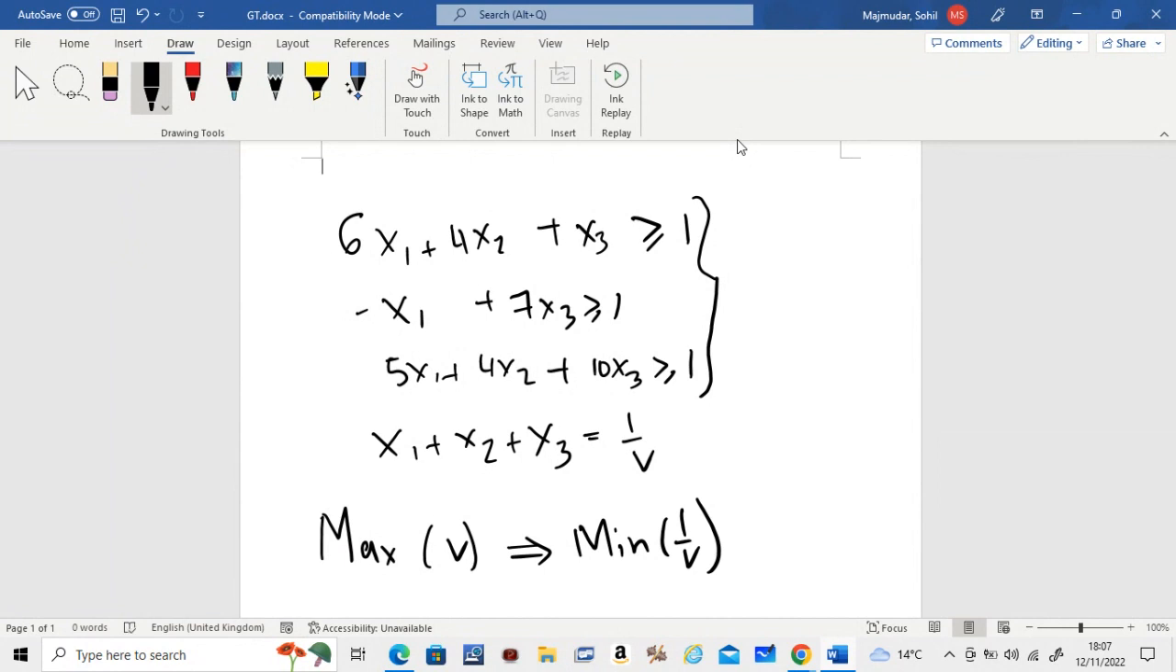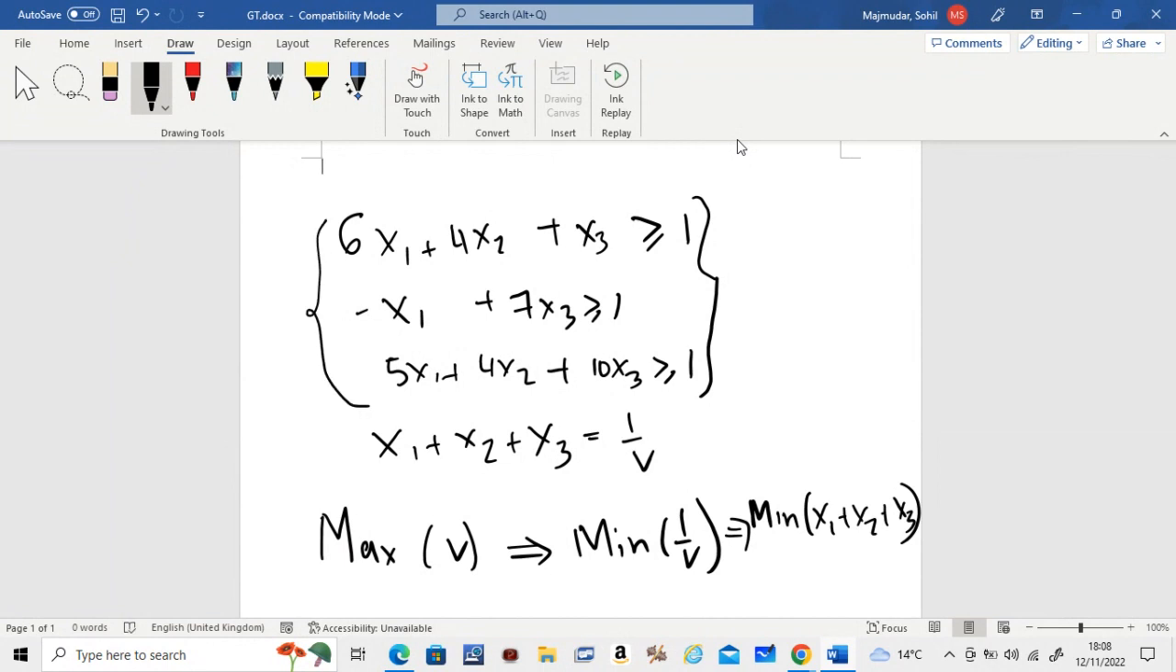Now we'll solve this in Excel. I'll make another video to show you how to find the minimum in Excel using Solver. So the problem becomes minimize x1 plus x2 plus x3 with these three constraints.